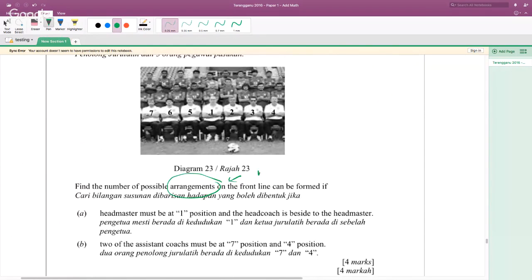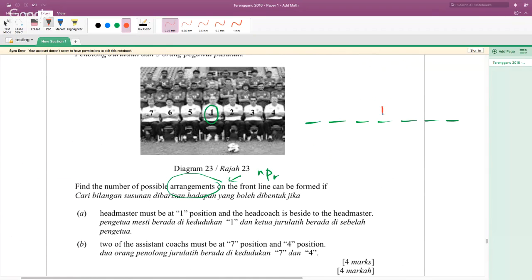When you see arrangement, you know you have to use nPr. All right. On the front line, it can be formed if the headmaster must be in the 1 position. That means the headmaster must sit in the middle. So if the headmaster must sit in the middle and the head coach must sit beside the headmaster. All right. So I have 7 seats here.